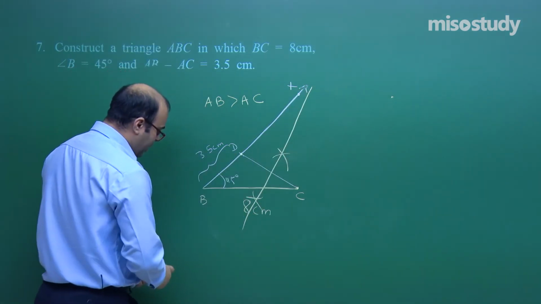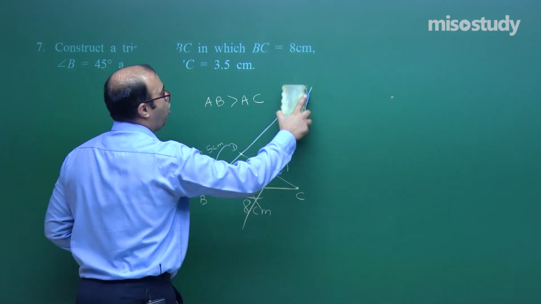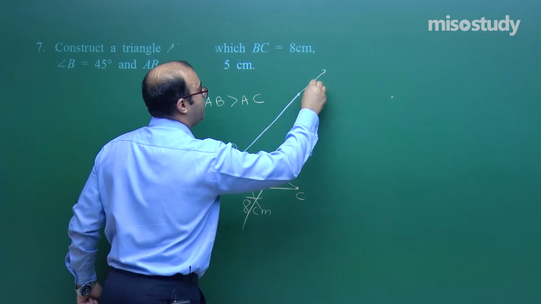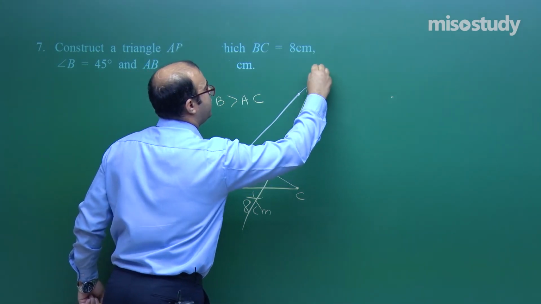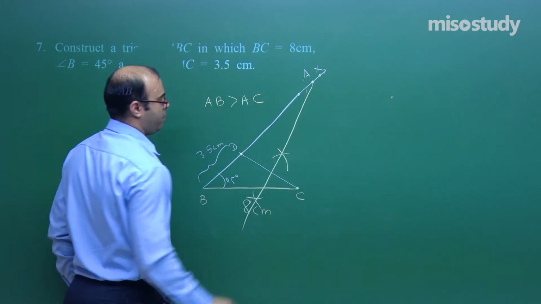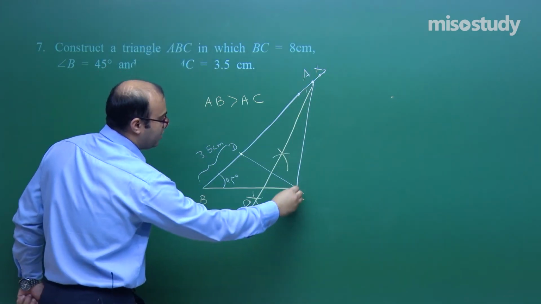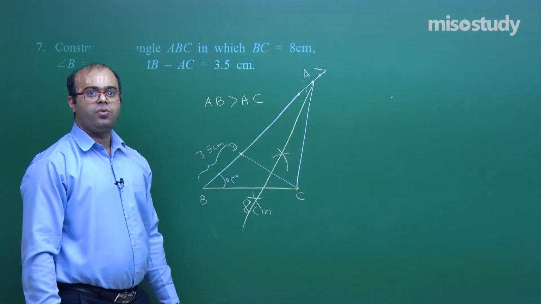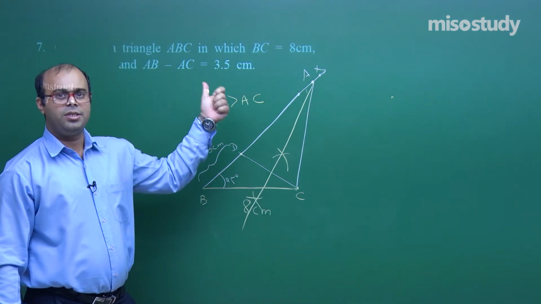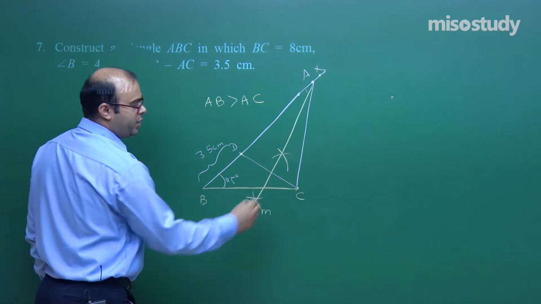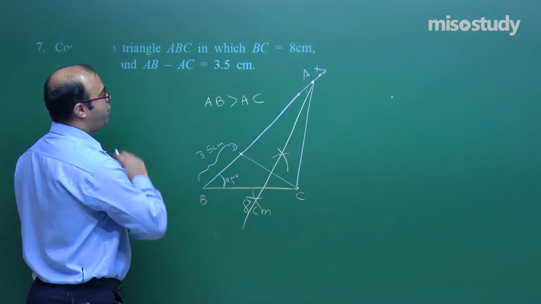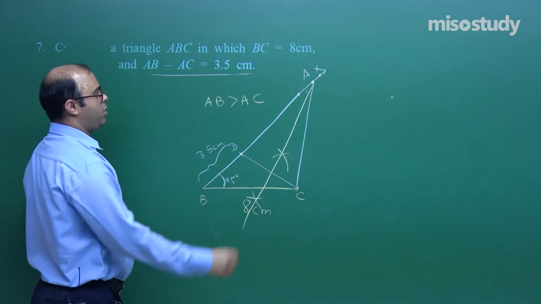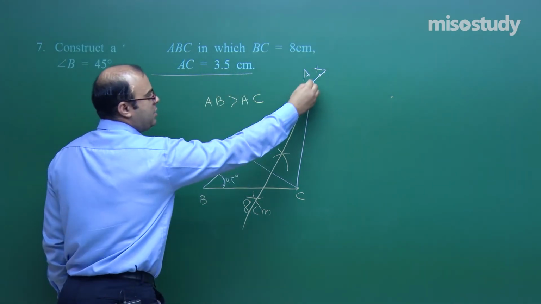This is the perpendicular bisector of this line. They will intersect at a point on this ray BX. So they are intersecting at a point here. This ray is BX. Let us call this point A. Now join this A with C. If we say triangle ABC here, this actually satisfies all the conditions of the triangle ABC given. BC is already 8 centimeter. This angle B is already 45 degree. What else is there? AB minus AC is equal to 3.5 centimeter. So this is AB. This is AC.